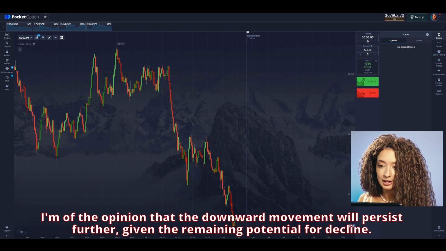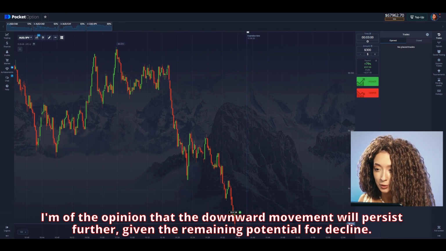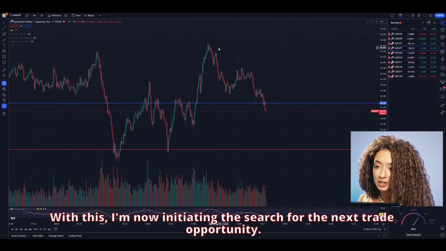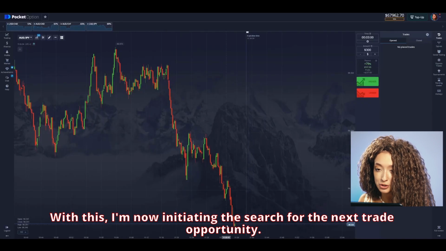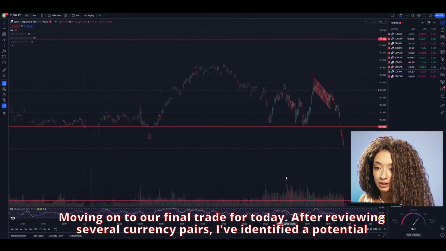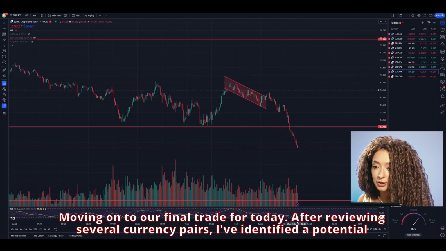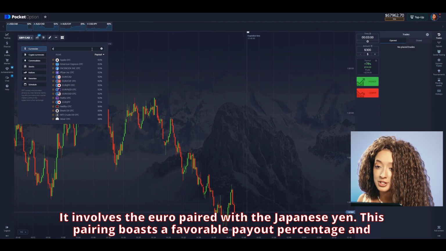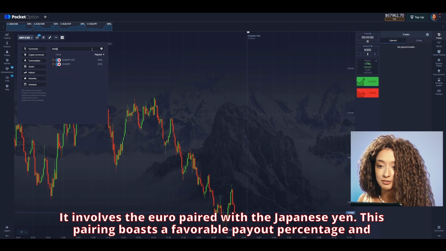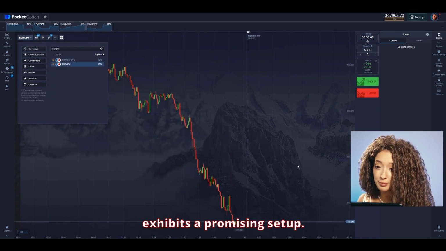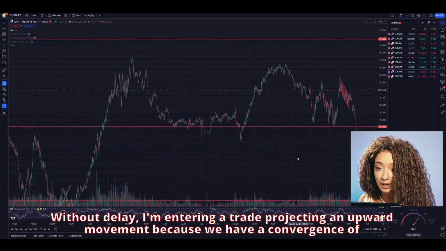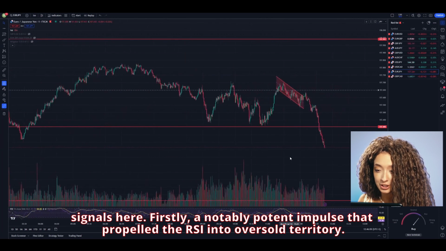I am of the opinion that the downward movement will persist further, given the remaining potential for decline. With this, I am now starting the search for the next trade opportunity. Moving on to our final trade for today. After reviewing several currency pairs, I definitely have a candidate for a third profitable trade. It involves the euro paired with the Japanese yen. This pairing boasts a favorable payout percentage and exhibits a promising setup. Without delay, I'm entering a trade projecting an upward movement because we have a convergence of signals here.